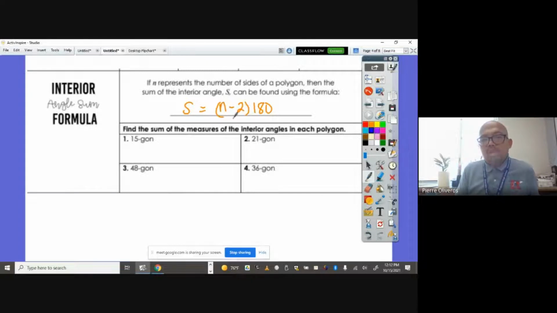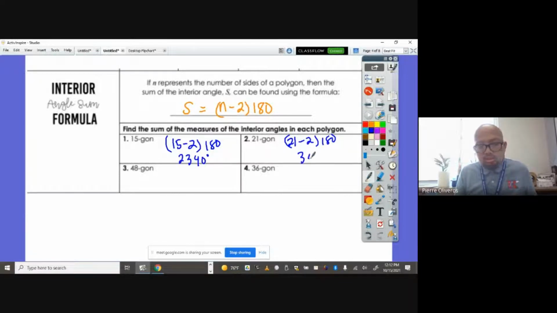So find the sum of the measures of the interior angles in each polygon. 15-gon. So that means there are 15 sides on this polygon. So I'm going to do 15 minus 2 times 180. 15 minus 2 is 13. 13 times 180 will give us 2340 degrees. Very easy. If I have a 21-gon, so that means 21 minus 2 times 180. That gives us 19 times 180, which will give us 3,420 degrees. Very simple, right?